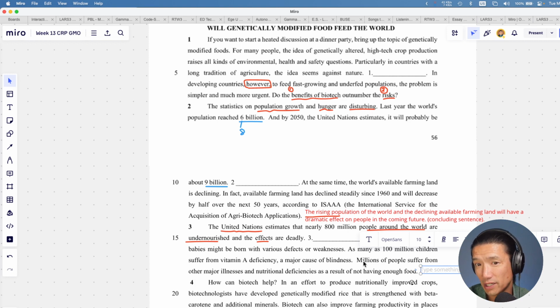This is what I would call data, new information. Millions of people suffer from other major illnesses and nutritional deficiencies as a result of not having enough food. So let's conclude, okay? The world's hunger problem will need some solutions to avoid catastrophe.